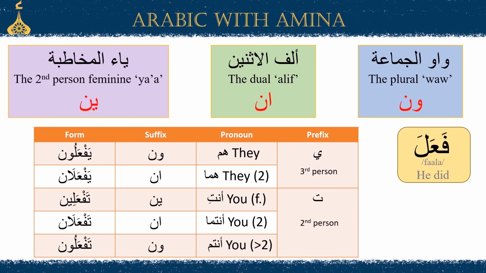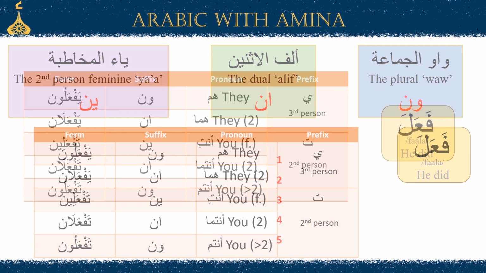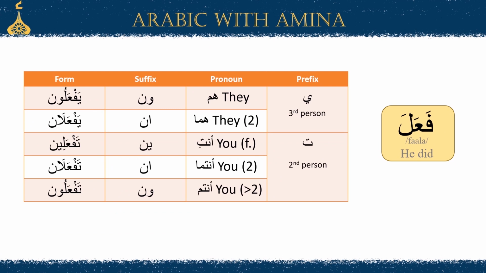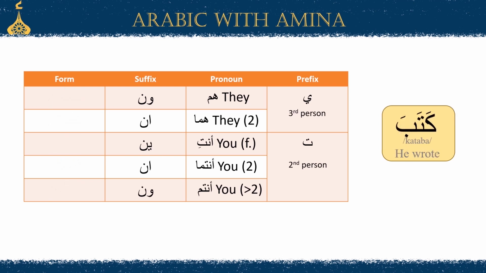The reason why these are called al-Af'al al-Khamsah, or the 5 verbs, is because these present tense verbs refer to 5 pronouns. They, dual and plural, and you, feminine, dual, and plural. So this was us adding these suffixes and prefixes to the verb فعل. But in order to make sure that we really know what we're doing, I want to do this again with another verb. This time the verb will be كتب.